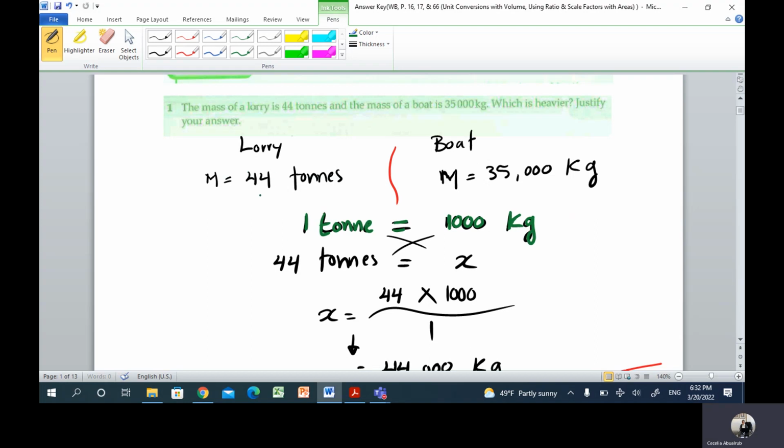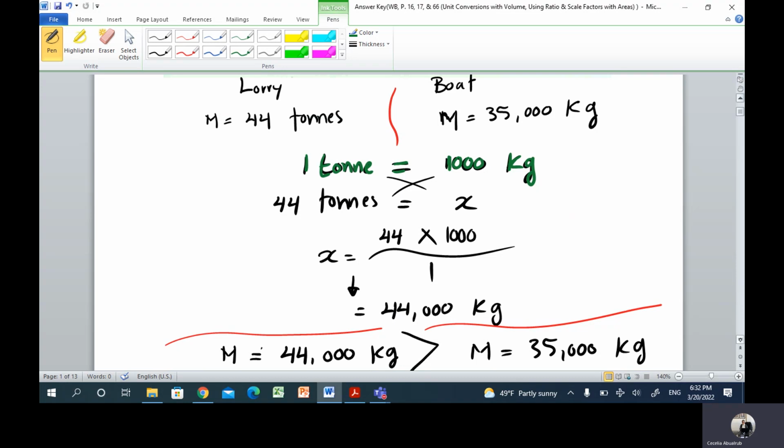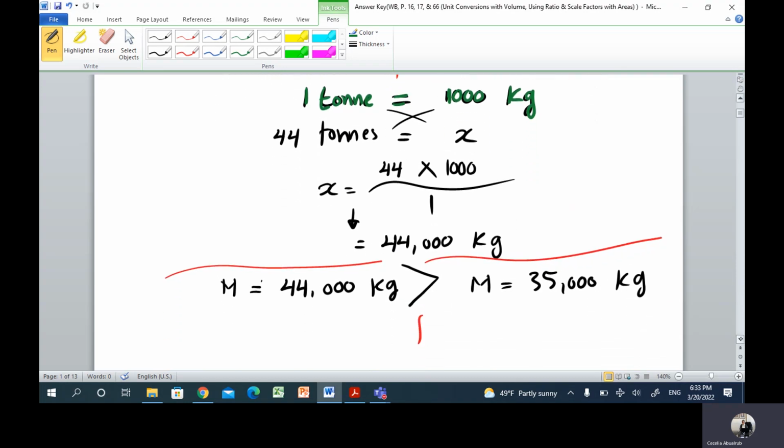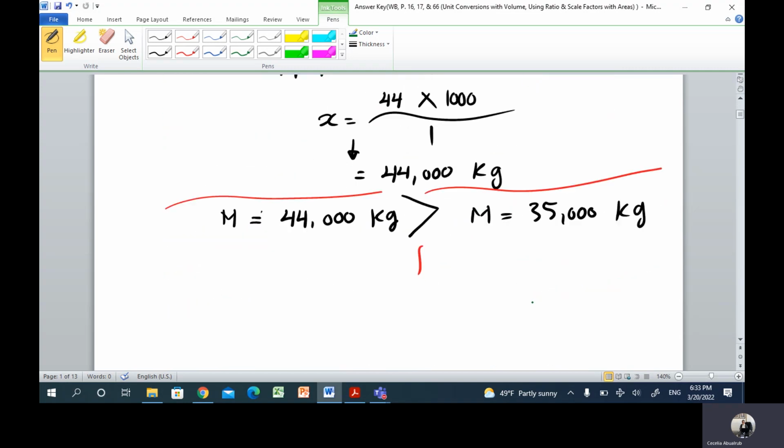Okay, I decided to convert the 44 tons. So where shall I place it? I place it underneath tons. So my unknown is the kilograms. Once I place the numbers in this order, I apply cross multiplication. So x is my unknown equals to fraction line. What is my x multiplied by? It's multiplied by 1 ton. What are the other two numbers that we are multiplying? 44 and 1,000. And accordingly, 44 tons is equal to 44,000 kilograms. I can now compare between the two, and I can put the final answer as 44 thousand kilograms is greater than 35,000 kilograms, which means that the lorry is heavier than the boat.